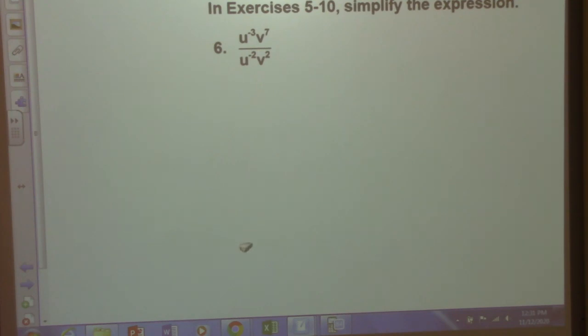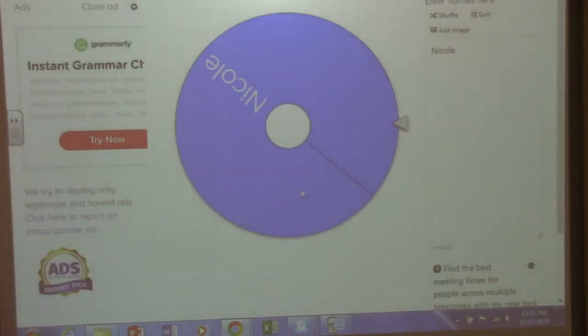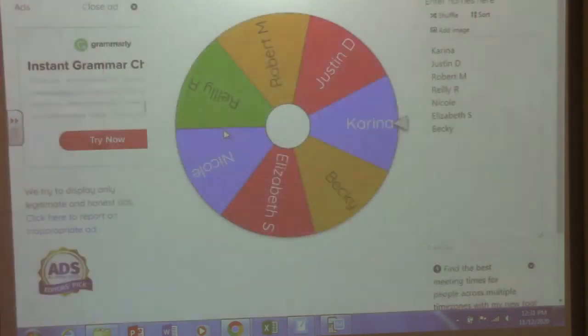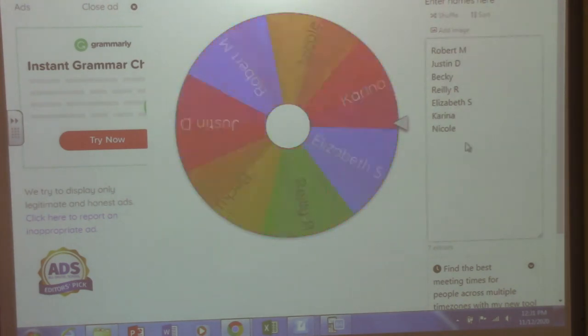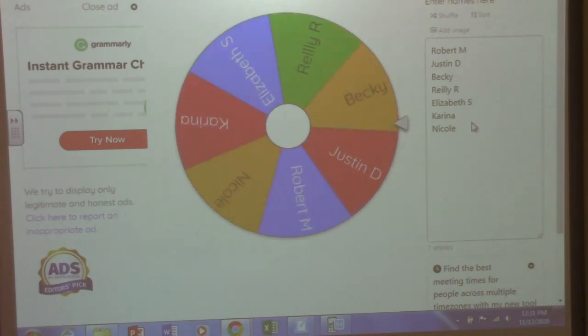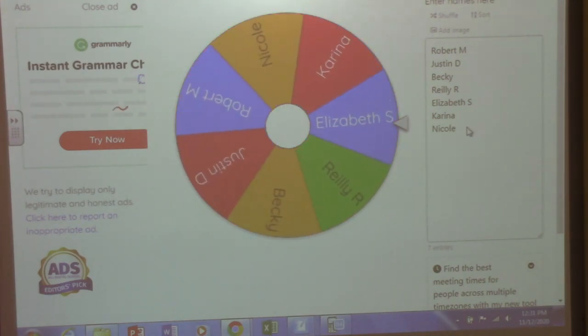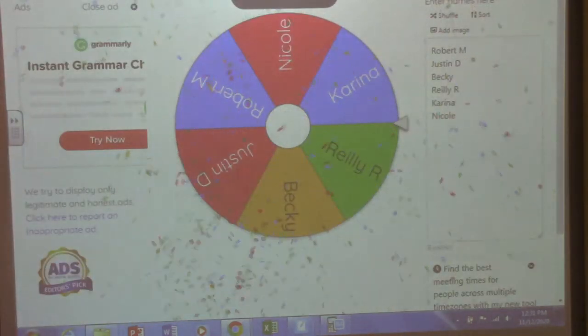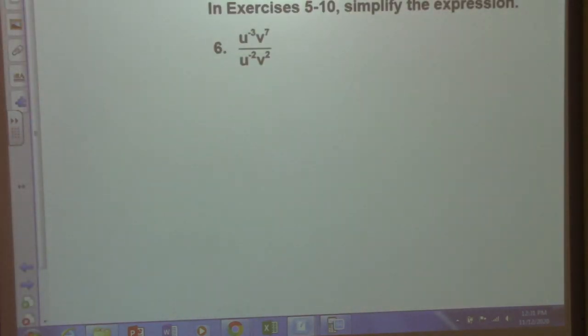So, I guess I can choose people for number 6, right? Open number 6. Here we go. So we have the fresh wheel here, which I shuffled a couple times. Oh, Elizabeth, you're really a glutton for punishment. All right, Elizabeth, what'd you get for this one?